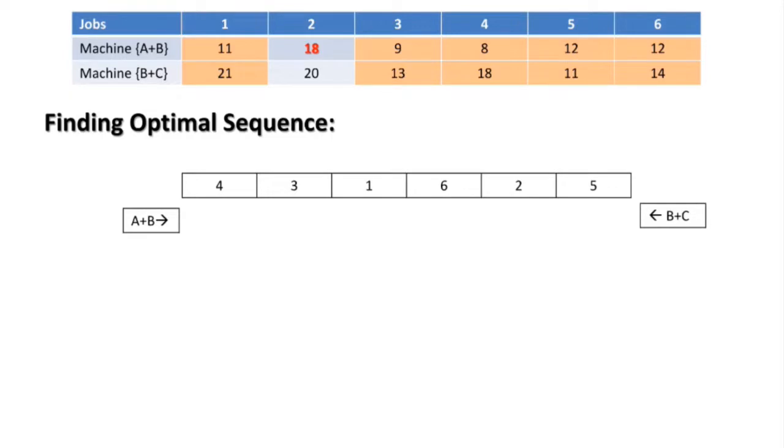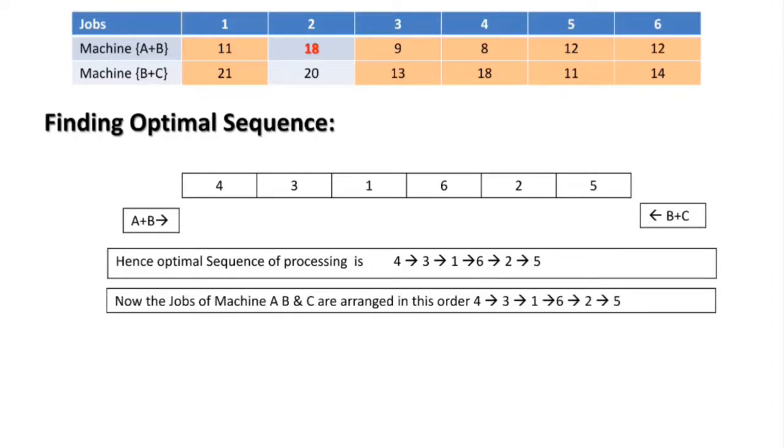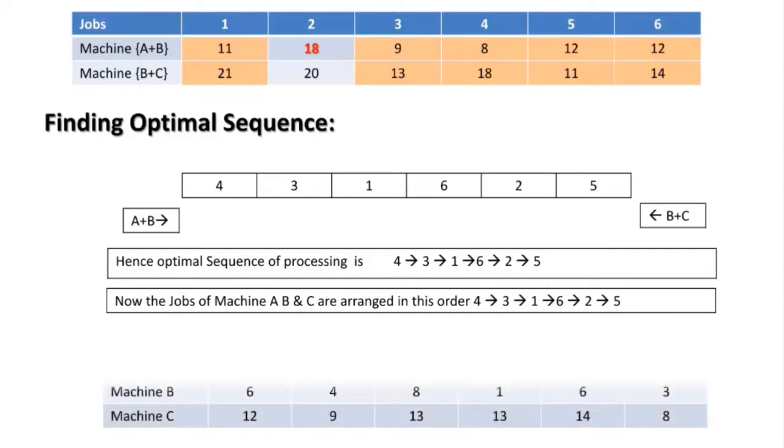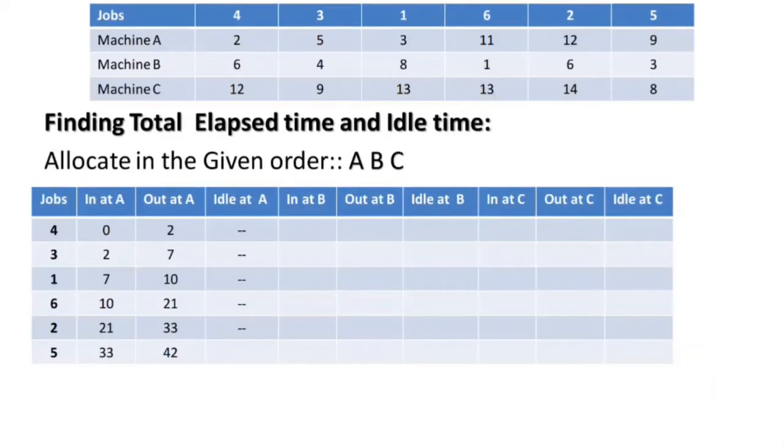Now this will be the final optimal sequence. So the optimal sequence goes 4, 3, 1, 6, 2 and 5. Now the jobs of machines A, B and C are arranged in the given order. So this will be the arrangement of the machines.